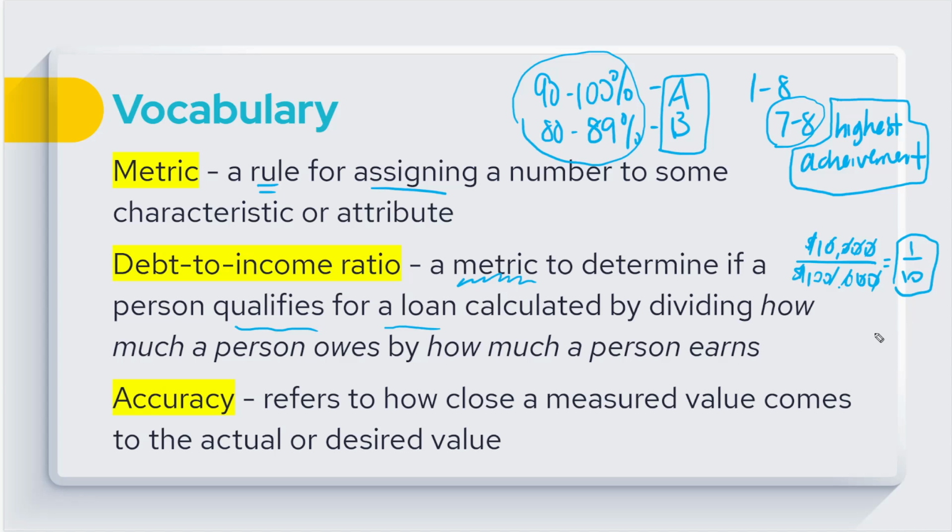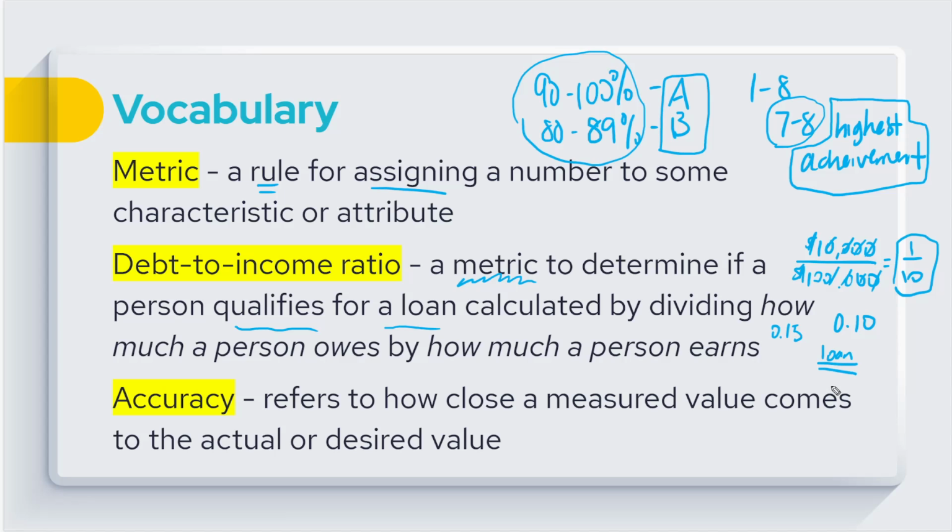Here's a number, right? Well, what does this number mean? Well, for every bank, it would be different. But let's say that a bank says that if your debt to income ratio is less than 0.15, then we'll give you a loan. Then this would be the metric.